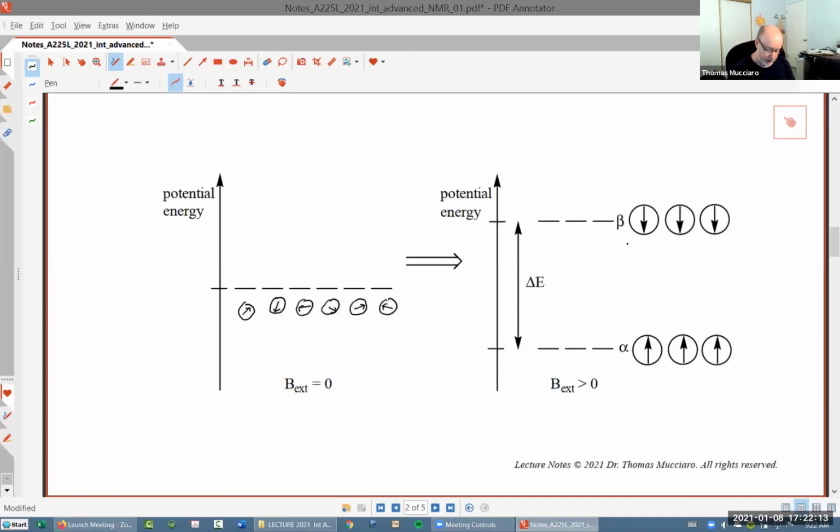And so now I have 3 nuclei with a lower potential energy, 3 nuclei with a higher potential energy. And what we also have then is a potential energy difference, a delta E between these two states. And that is what makes NMR useful, because once we have a system that has a potential energy difference, then we can put energy in from the outside and cause things that are lower energy to move to a higher energy.